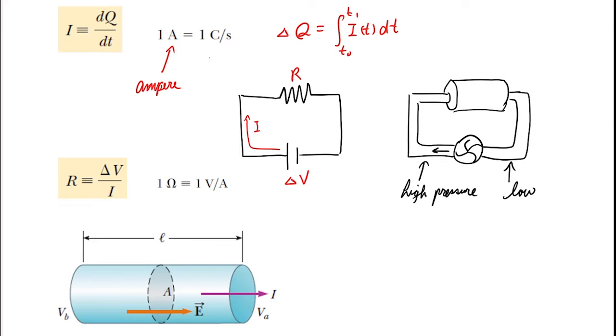Now, resistance is defined like this: your potential difference divided by the amount of current that it is allowing to pass through. So obviously, if resistance is big, then the amount of current will be small. That makes sense from this relation? Yeah.